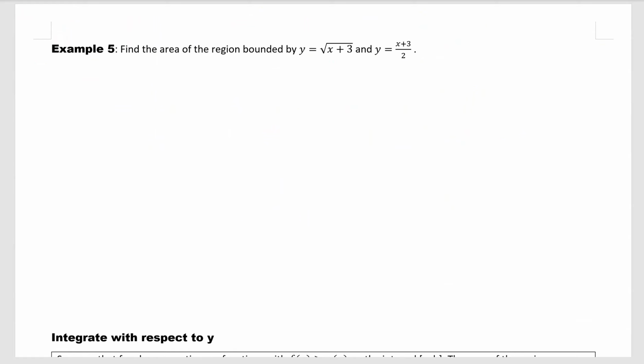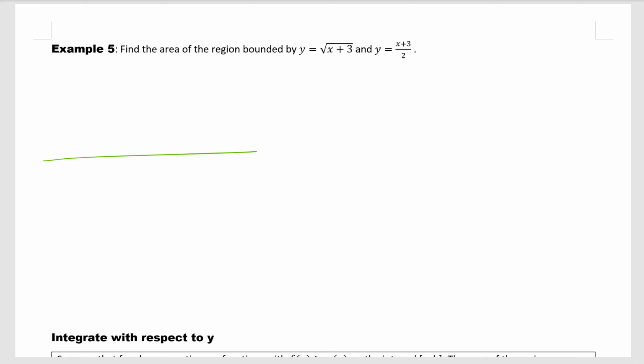Find the area of the region bounded by y equals square root of x plus 3 and y equals (x plus 3) over 2. So here, we want to graph square roots. What does a square root look like? If you can remember, it looks like that, right? So we're going to plot some points, and then we connect them smoothly. So what points do we want to plot?